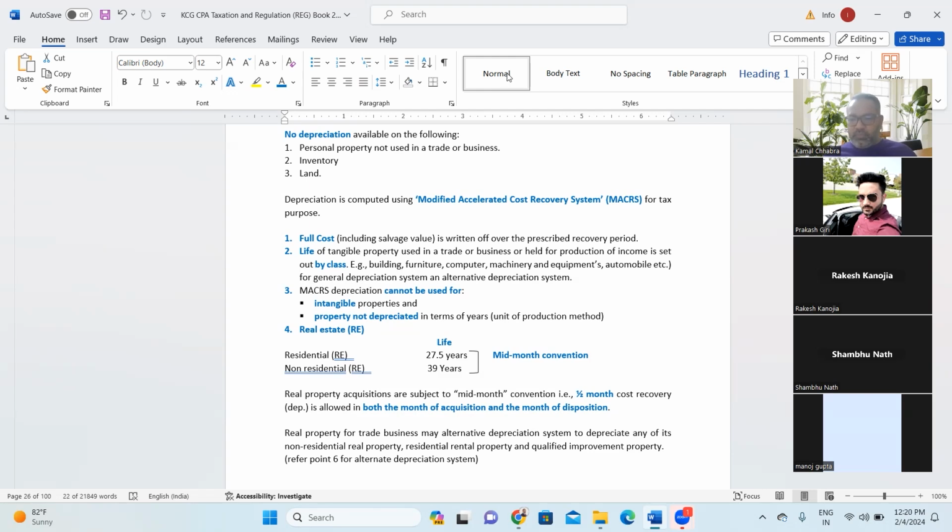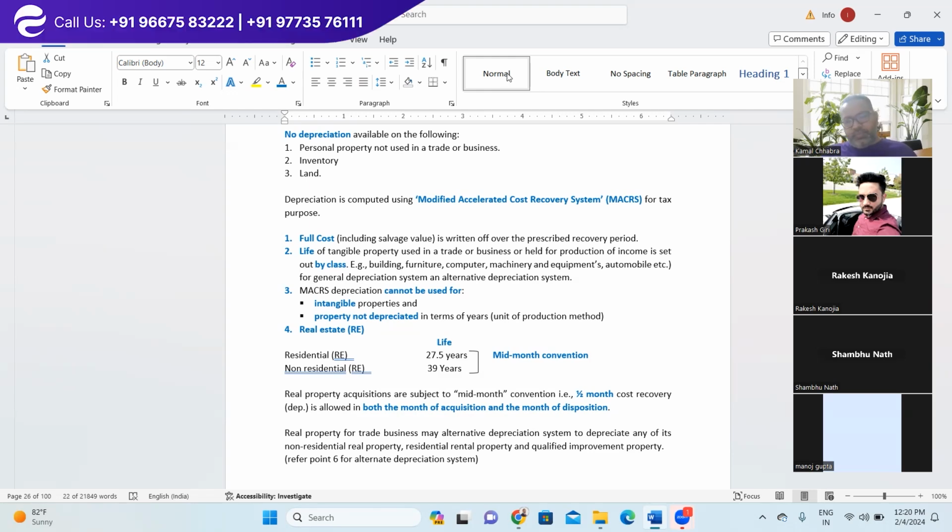Okay, sir. Shambhu, you had some question? So, sir, instead of the month of acquisition, we would be using the half month for the month in which it is actually put to use, right? Yes, yes. Okay, thank you.